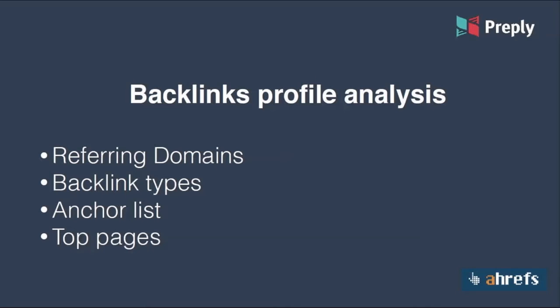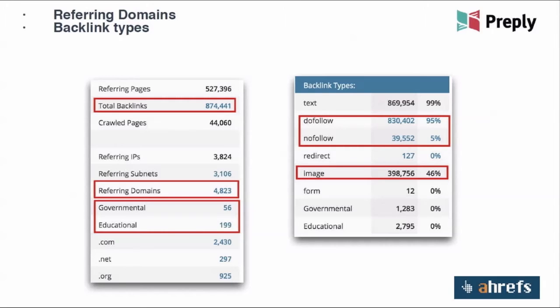That's why it's important to analyze your competitors' backlinks profile using such parameters as the amount of referring domains, backlink types, anchor lists, and the pages that have the biggest amount of backlinks. Use the Ahrefs tool. This tool will show you the whole picture of the backlinks profile of any domain you want to check. Pay attention to the number of total backlinks and referring domains.